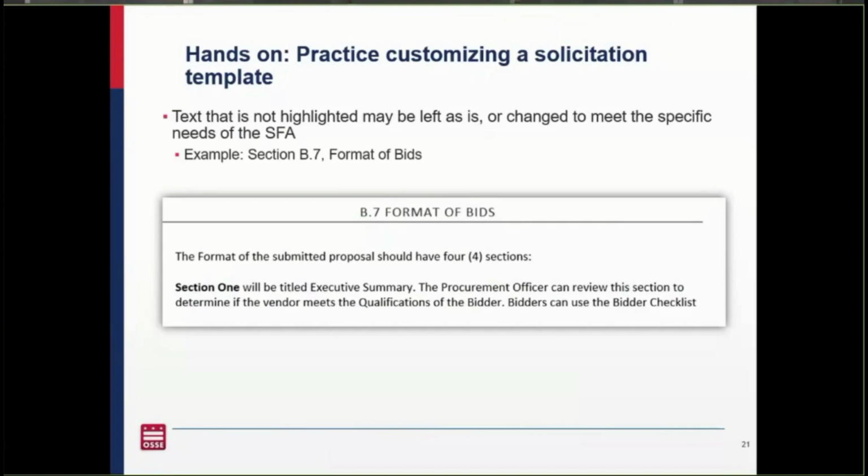It says, if you're looking at it, that all submitted proposals must include 4 sections. The first one is titled Executive Summary. And because this text is not highlighted, you could change this requirement and ask for bids with 3 or 5 sections, or change the titles, and you could remove these requirements. You can remove requirements that bidders divide their proposals into headings, if that makes sense for your SFA.